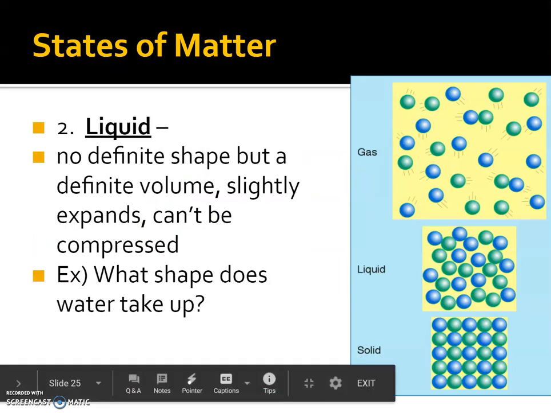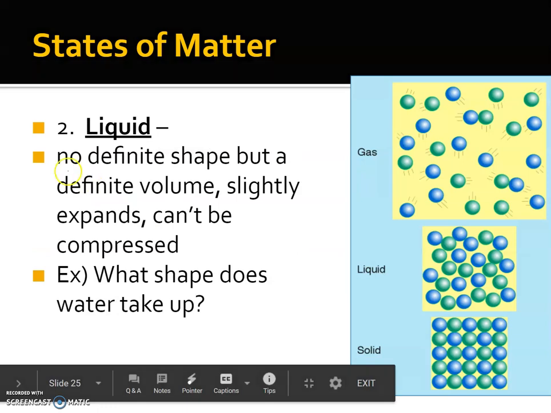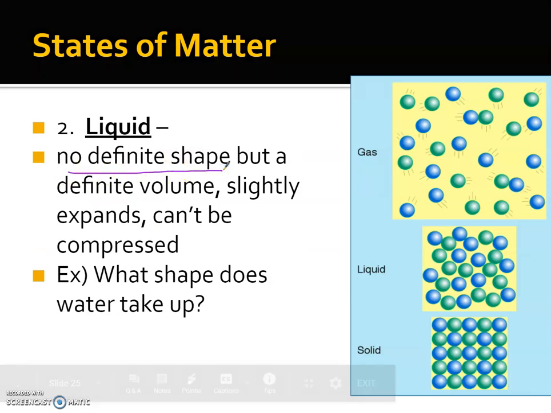Liquids have no definite shape. They will take the shape of whatever container they are in, but they do have a definite volume. That means that you can't condense down a liquid, which is why when you belly flop, it hurts. It slightly expands, but it cannot be compressed.